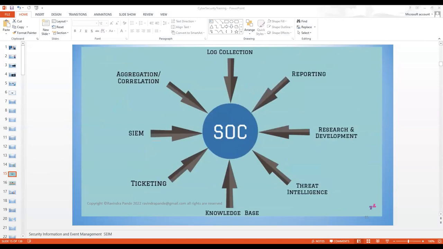SIEM. SIEM. Security information and event management. Yeah, security information event management.